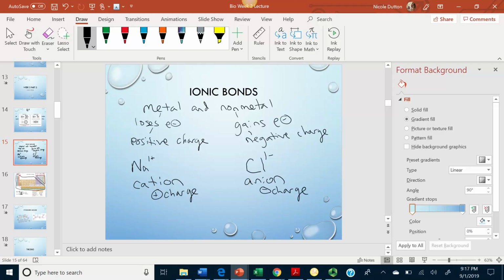And this is important because ionic bonds are held together due to opposite charges attracting. So this positively charged cation stays near the negatively charged anion because they happen to be oppositely charged. The positive charge gave up its electron, the negatively charged one accepted it. Now let's draw out how this is actually happening.